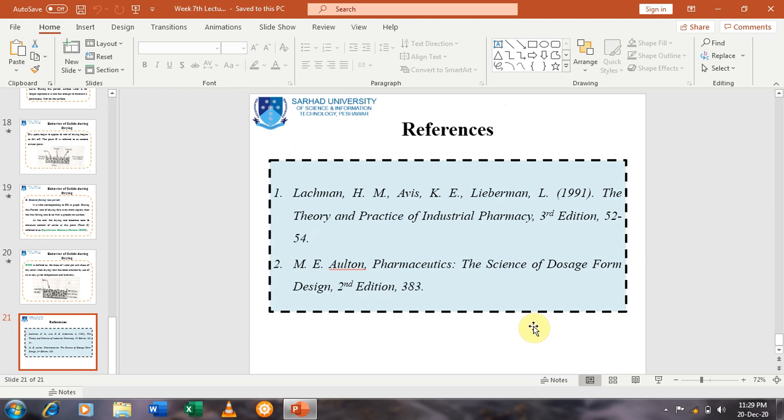Finally, for references you can consult Lieberman, the book entitled The Theory and Practice of Industrial Pharmacy, third edition, pages 52 to 54, as well as Art and Pharmaceutics, the Science of Dosage Form Design, second edition, page 383.